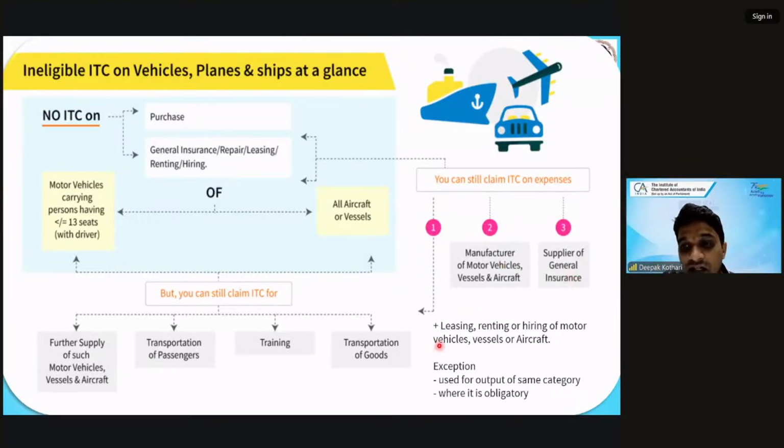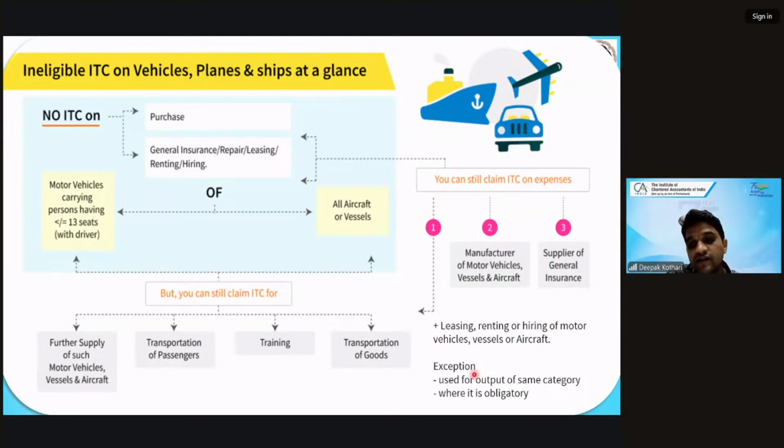Then leasing. Purchase is blocked, general insurance is blocked. So people will say, okay, I will not buy it, I will take it on lease. That also the government has blocked, saying that leasing, renting or hiring of motor vehicles, on that also credit is not available. So directly or indirectly, use of motor vehicles is all blocked.